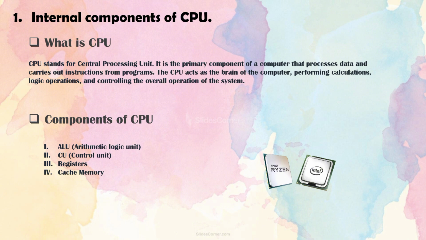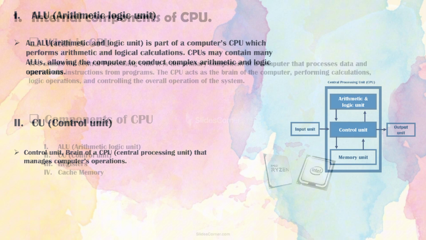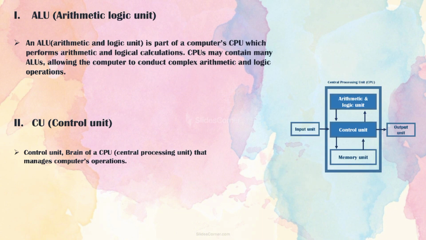Components of CPU: ALU, arithmetic logic unit; CU, control unit; registers; cache memory. ALU, arithmetic logic unit, is the part of the computer CPU which performs arithmetic and logical calculations. A CPU may contain many ALUs, allowing the computer to conduct complex arithmetic and logic operations.